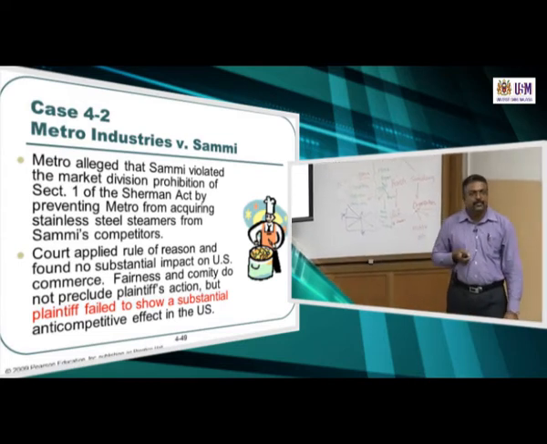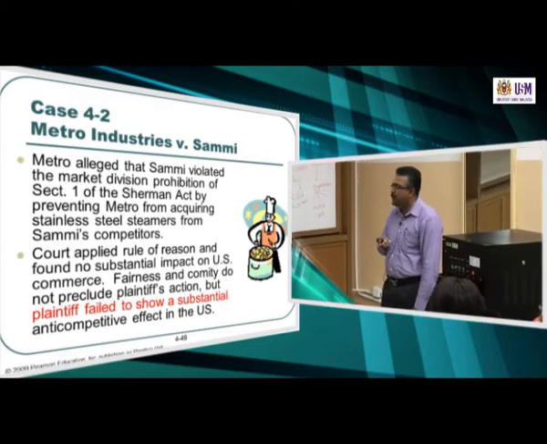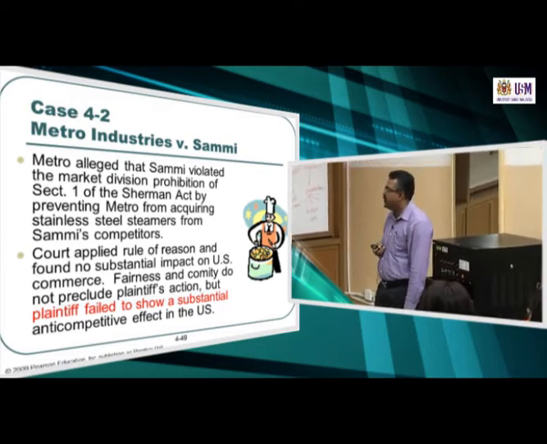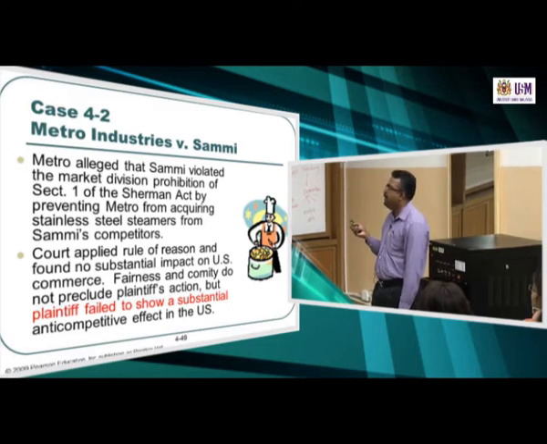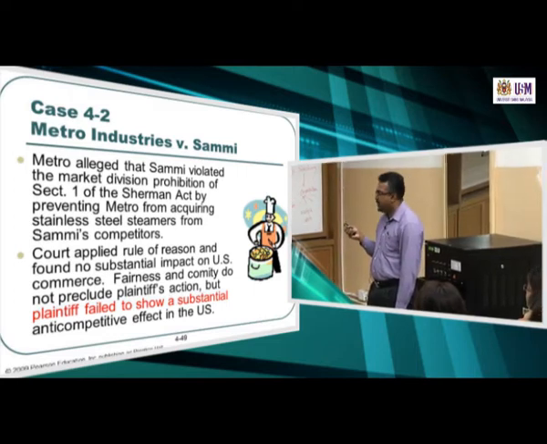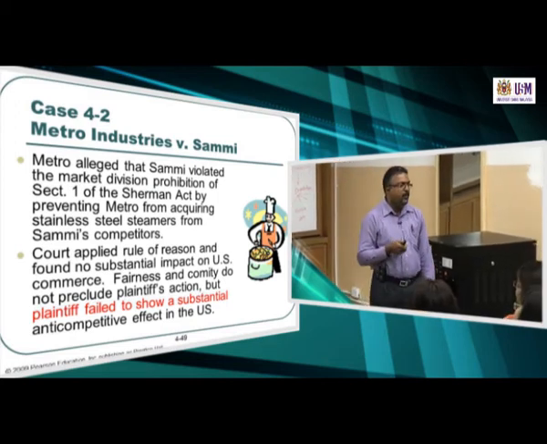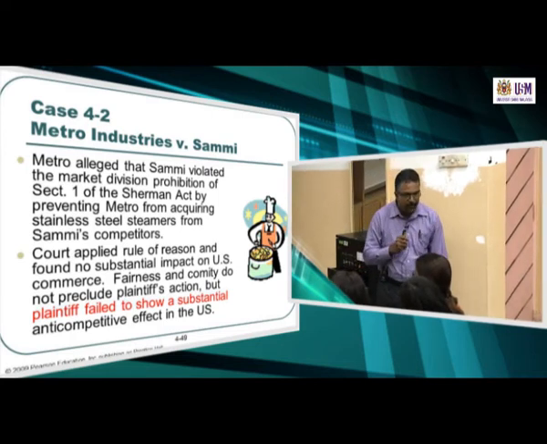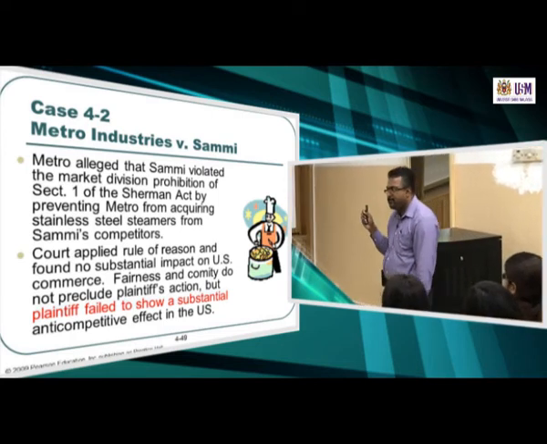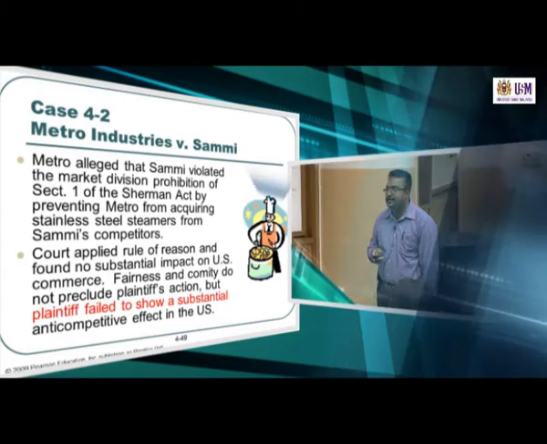So over here, what does the court say? There is no substantial impact on U.S. commerce. Fairness and comity do not preclude the plaintiff's action, but the plaintiff failed to show a substantial anticompetitive effect in the U.S. So when there is not much substantial effect on the home country, we cannot charge the foreign companies.